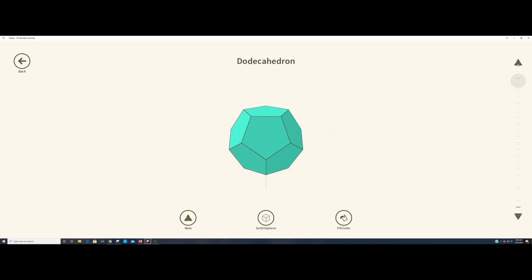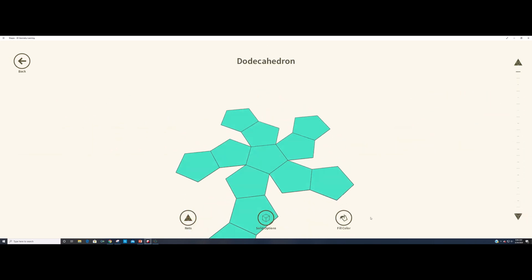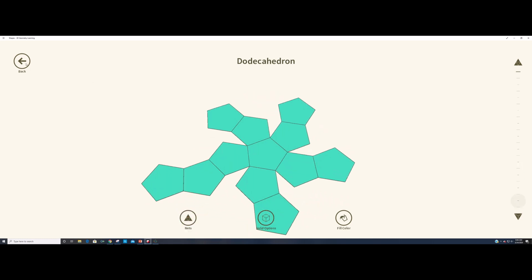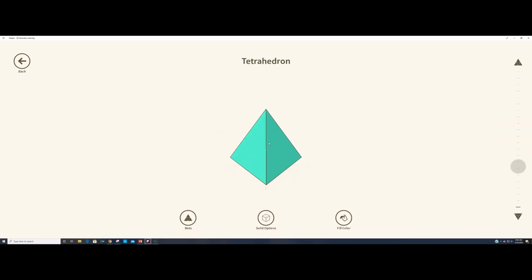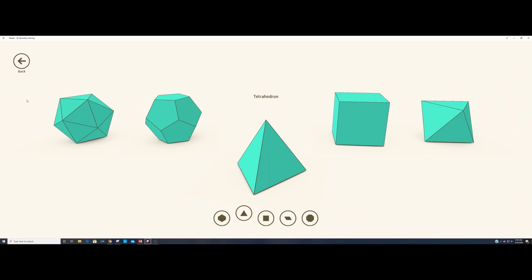So I can actually unfold that. You can see the 12 pentagons. Dodecahedron. We've already talked about cubes. We've already talked about triangular pyramids. I told you the more formal name for that is a tetrahedron. I told you we would mention that again.